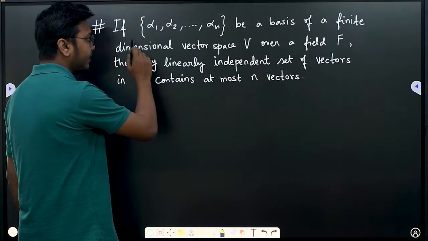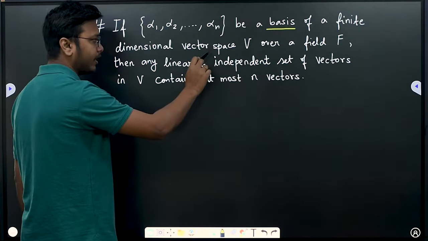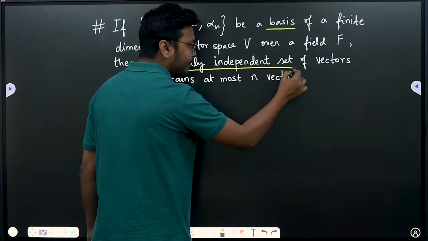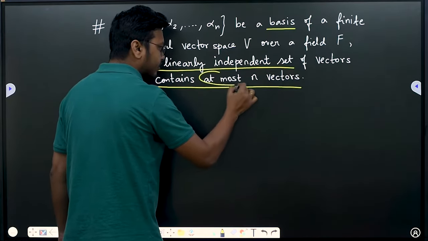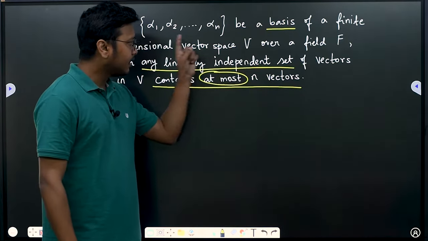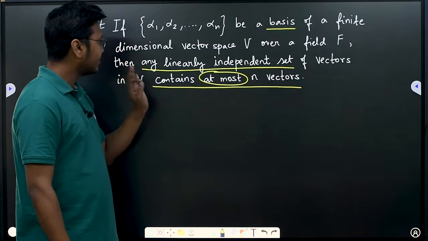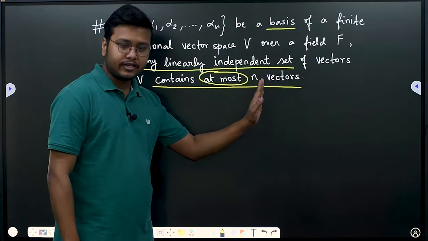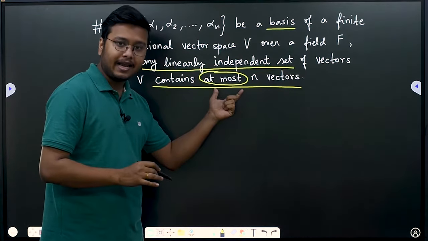It is saying that if alpha 1 to alpha n is a basis of a finite dimensional vector space V over a field F, then any linearly independent set of vectors contains at most n vectors. Okay, so the statement is saying that given a basis which has dimension n, that means n number of elements in the basis, so the dimension of the vector space is n, then any linearly independent set of vectors of that vector space can contain maximum n number of vectors.